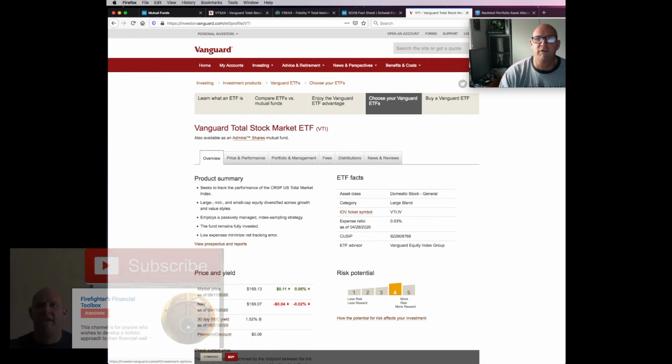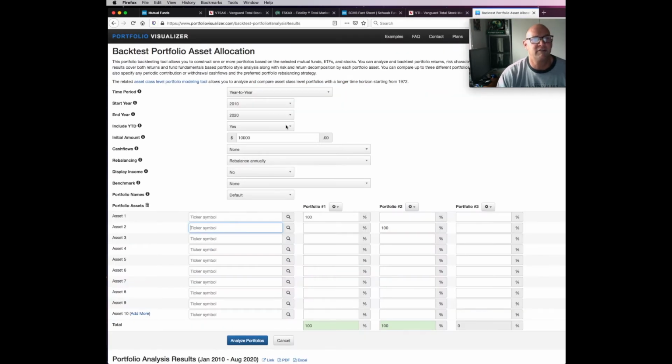All right, so let's take a look. Let's go to Portfolio Visualizer here. I'm going to try to do a little test. And first of all, let's take a look at how the three of these funds did against each other.